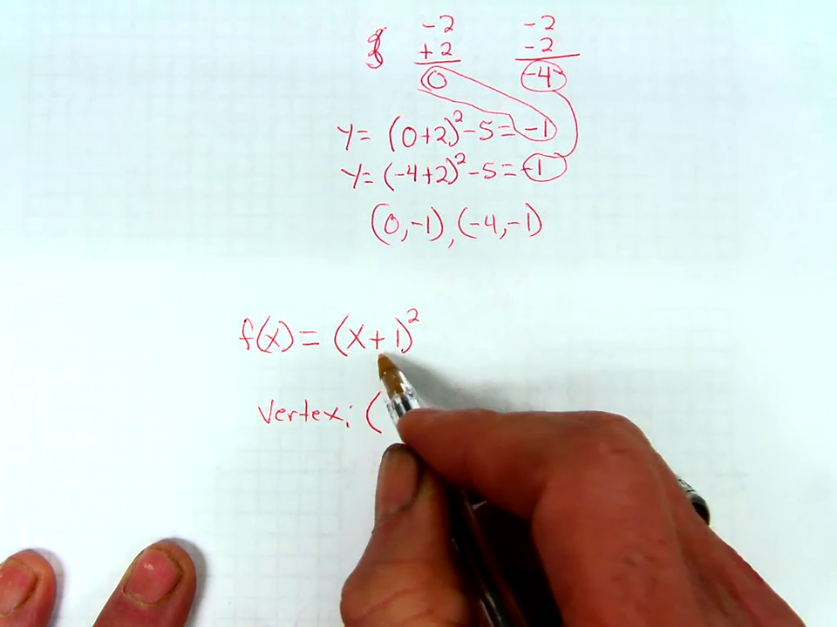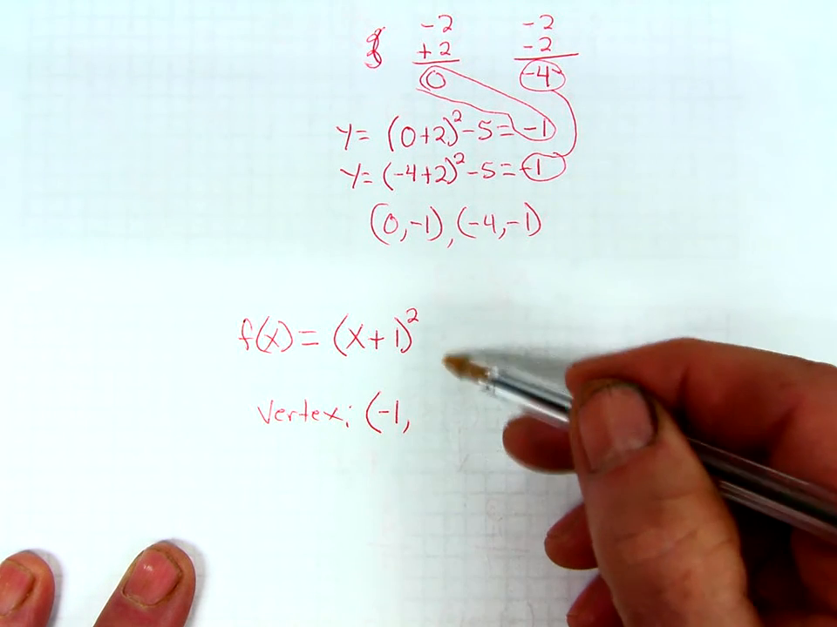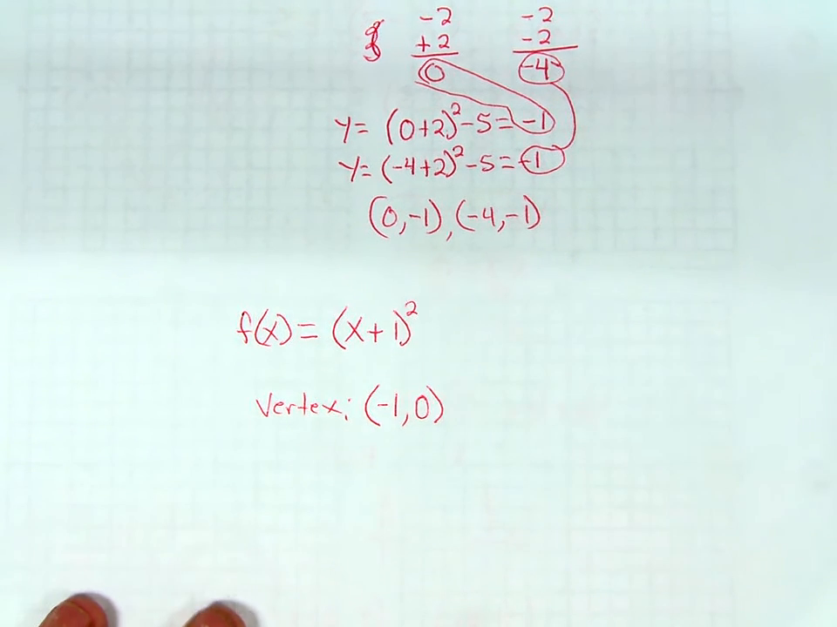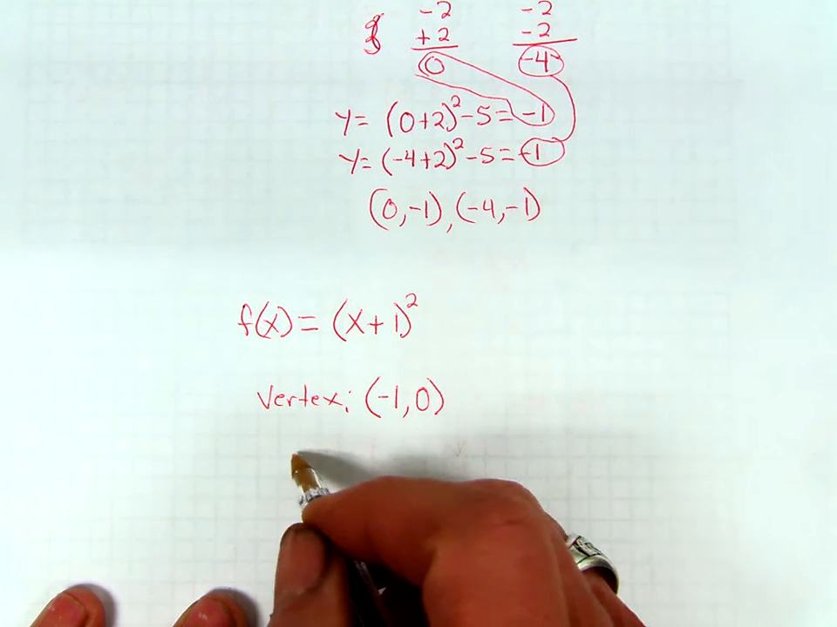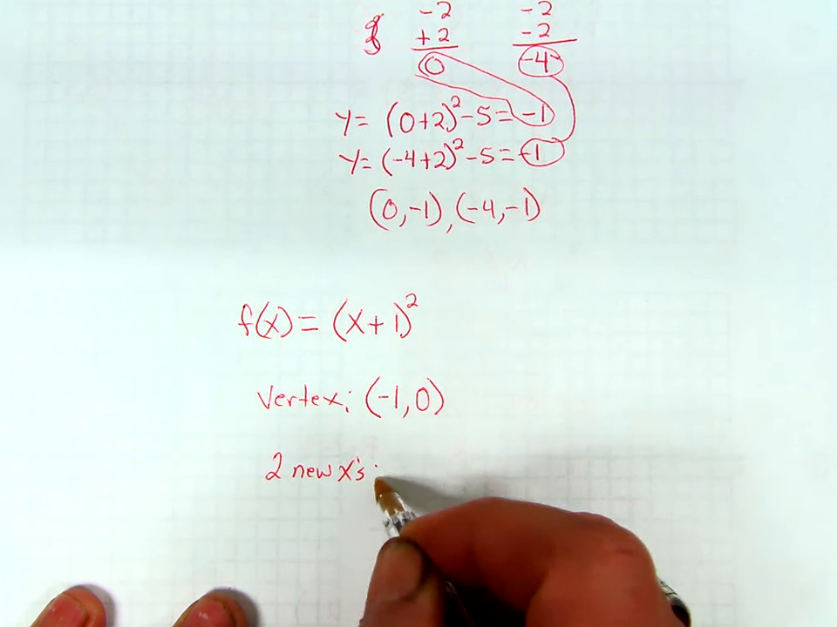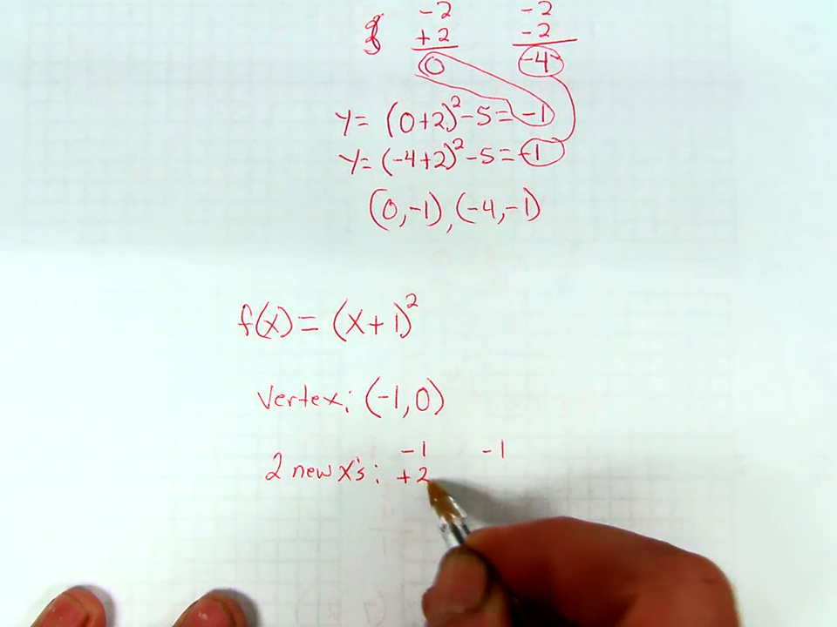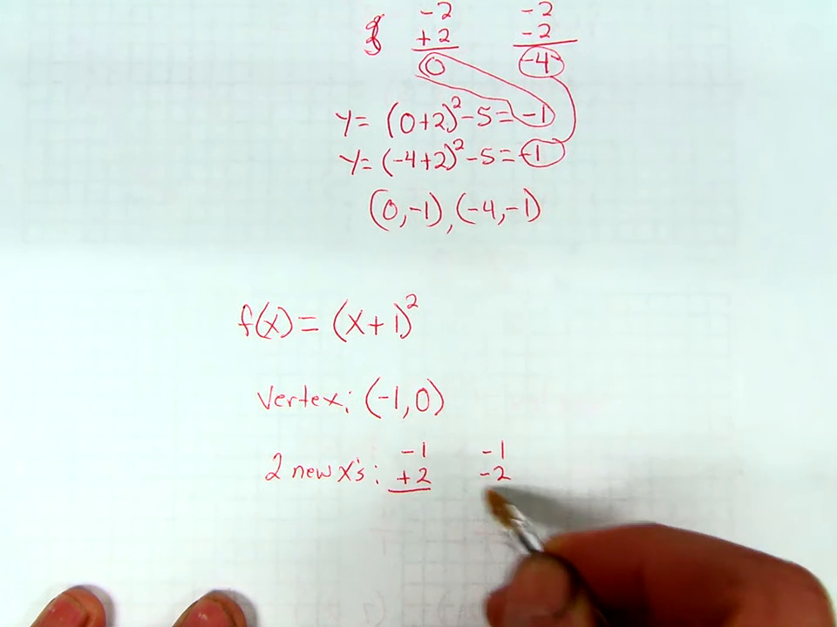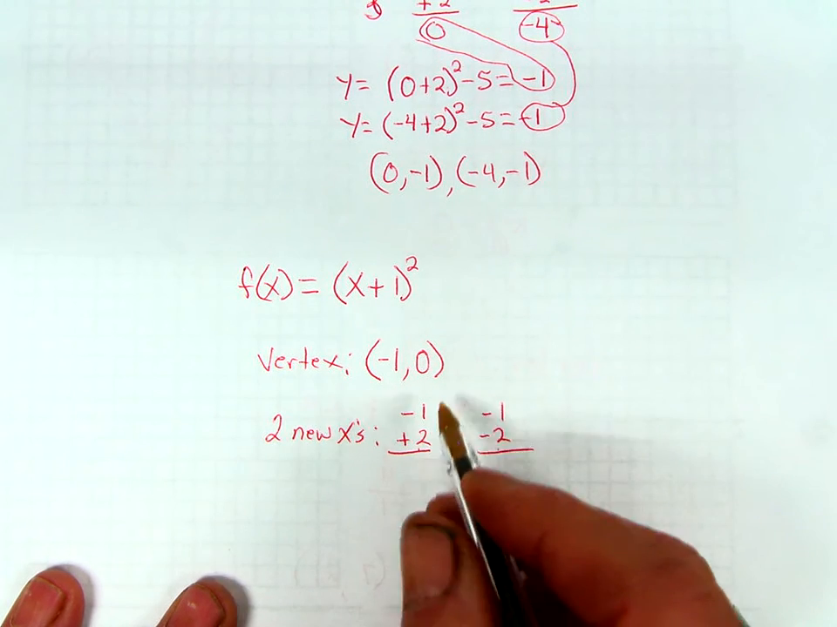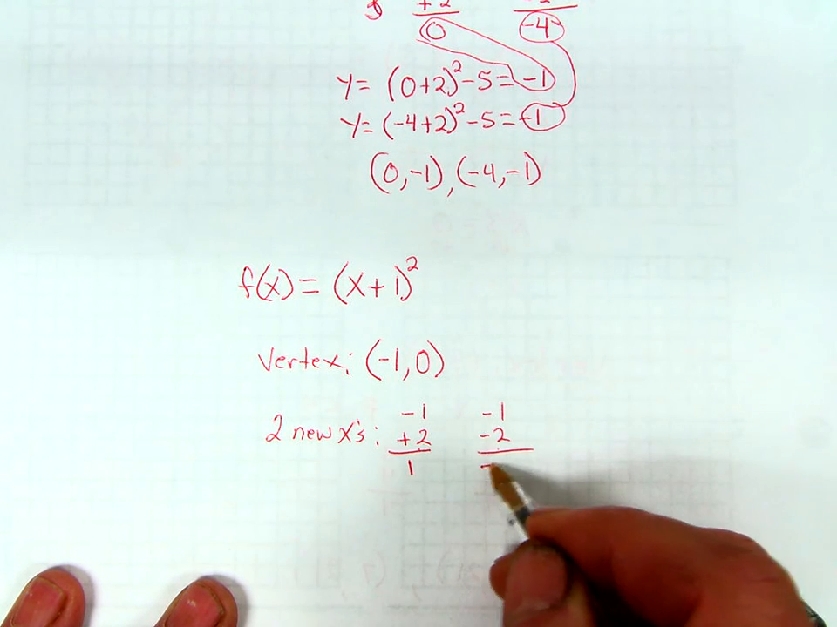is, here's my x, negative 1. My y, well, I'm adding 0 out here, so 0. Yeah, that's really it. Now my two new x's. I get them by taking negative 1, and I'm going to add 2, and I'm going to subtract 2. 1 to the right, 1 to the left. Negative 1 plus 2 is positive 1. Negative 1 minus 2 is negative 3.